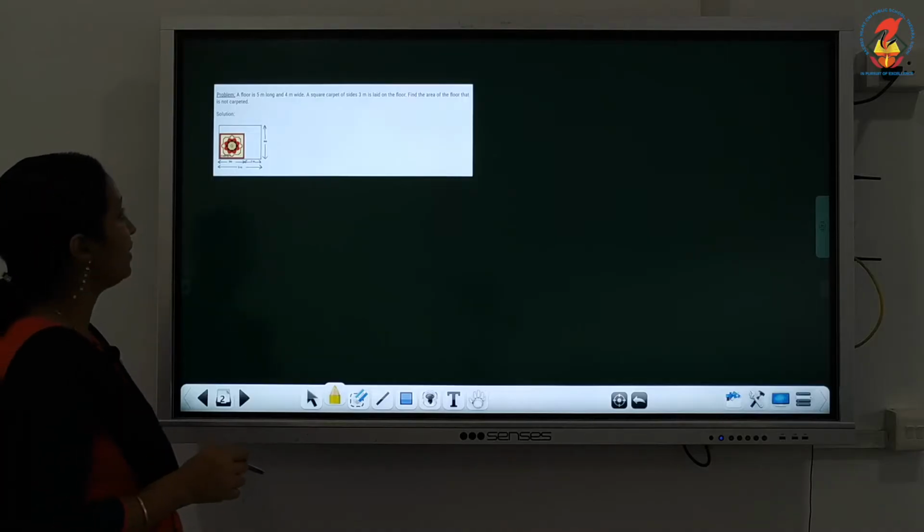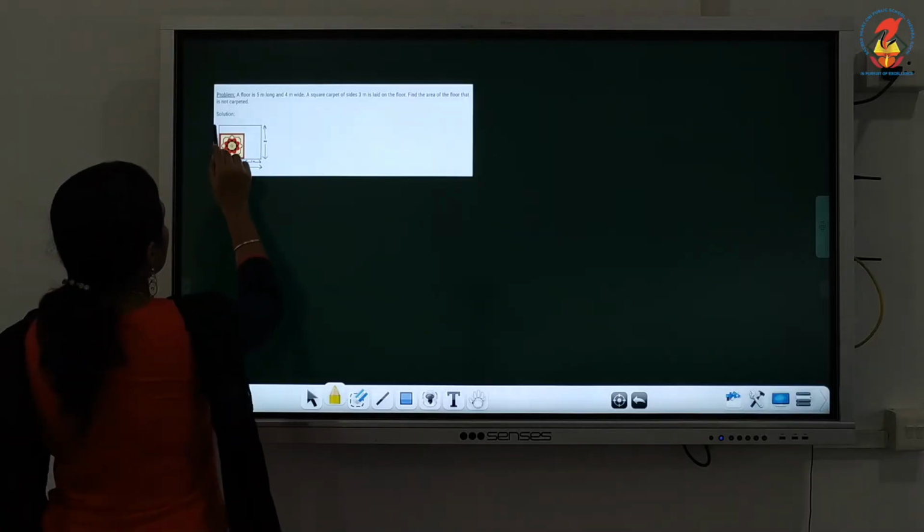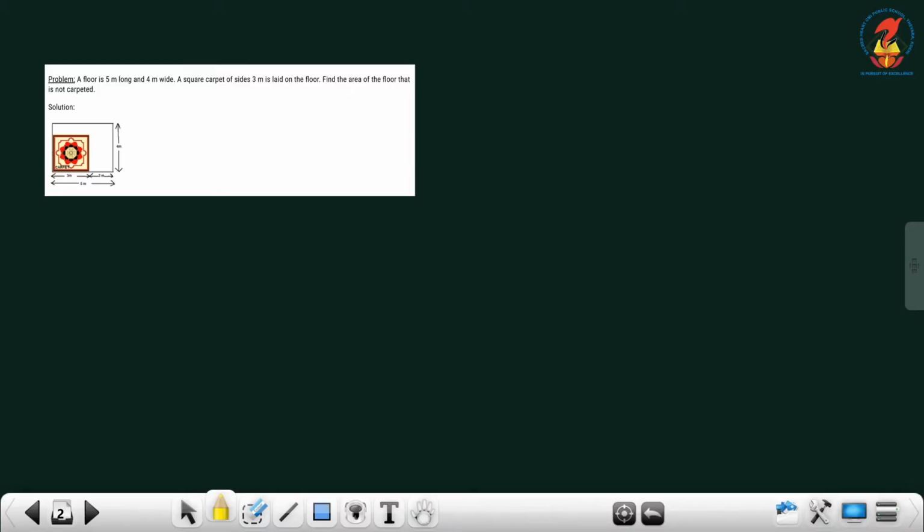So what is given in the question? Look at this. This is the floor. This is a rectangular floor and it is 5 meter long. 5 meter long means what? 5 meter is the length and 4 meter is the breadth. And what is the next sentence? A square carpet of side 3 meter is laid on the floor.